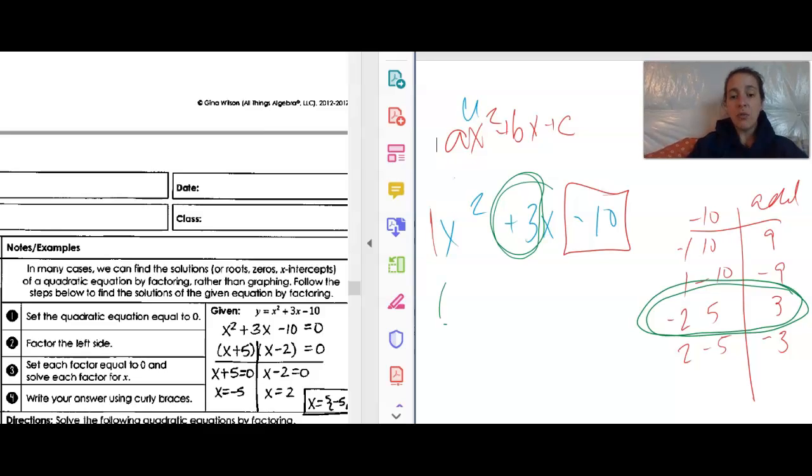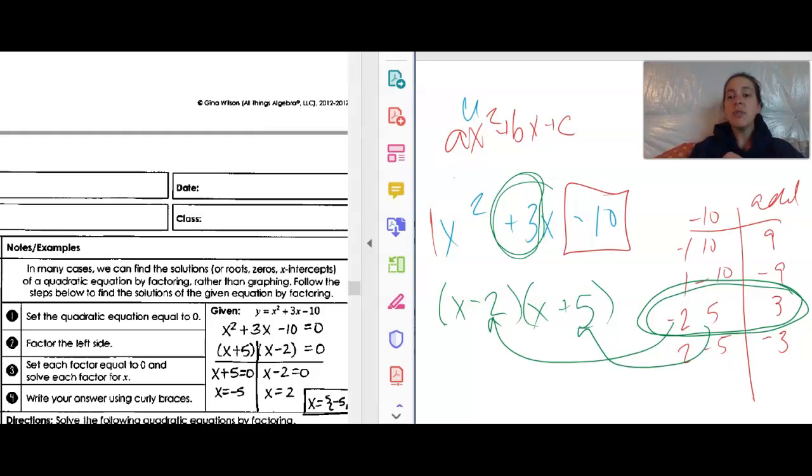So I'm going to be having this right here. Okay, so now I can rewrite my equation, my quadratic, as I've got x, and that doesn't change. Those x's are there. So then I've got minus 2 and plus 5. Okay, so I've just rewritten this. I haven't actually solved it yet. I've just rewritten my quadratic.